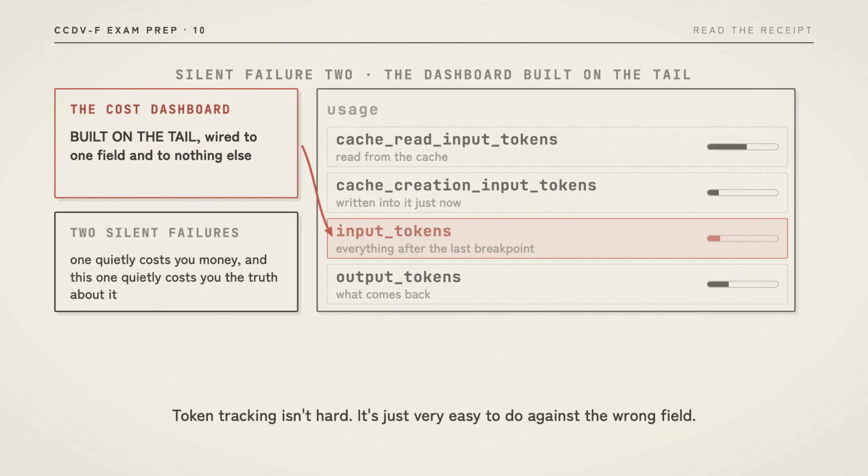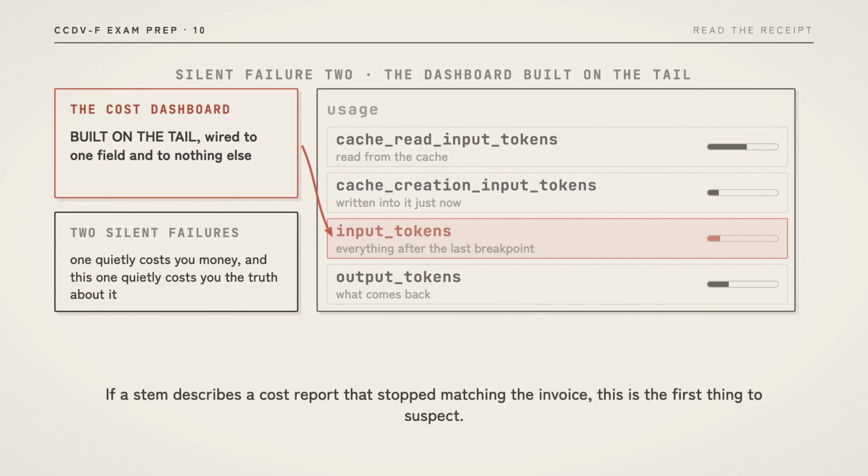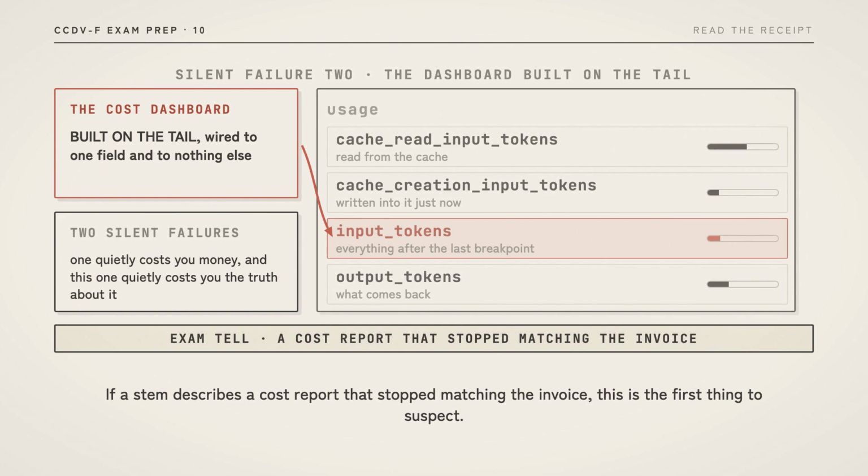Token tracking isn't hard, it's just very easy to do against the wrong field. If a stem describes a cost report that stopped matching the invoice, this is the first thing to suspect.